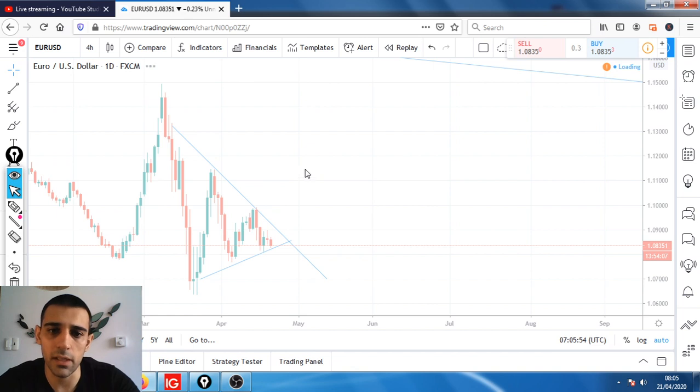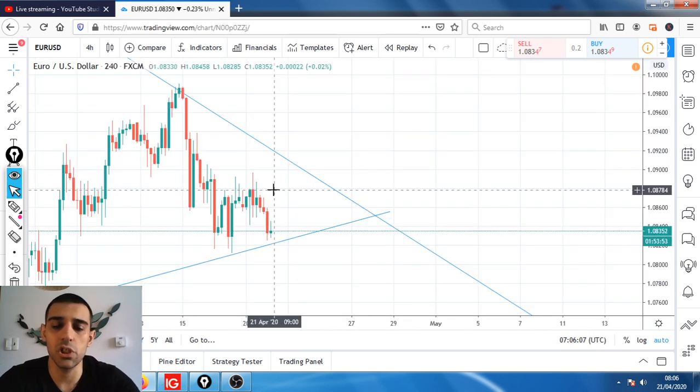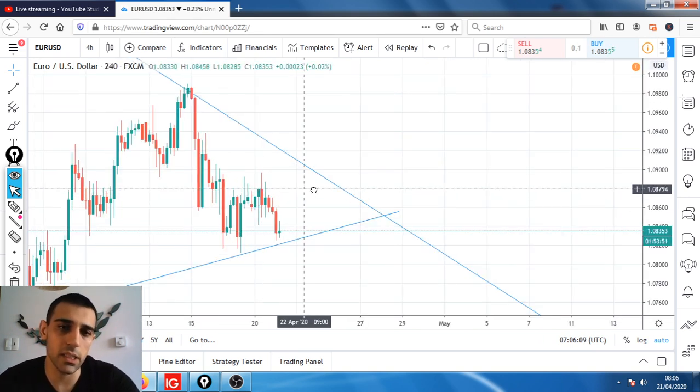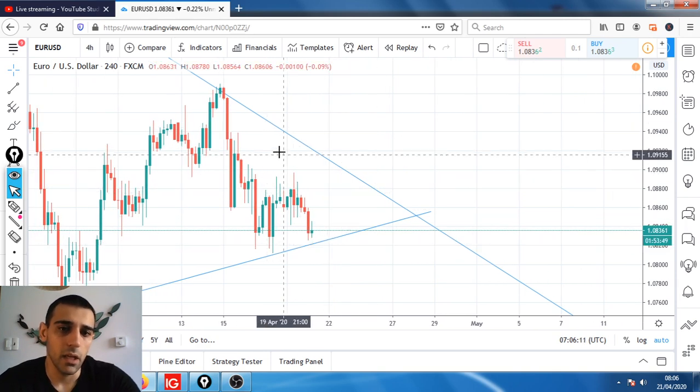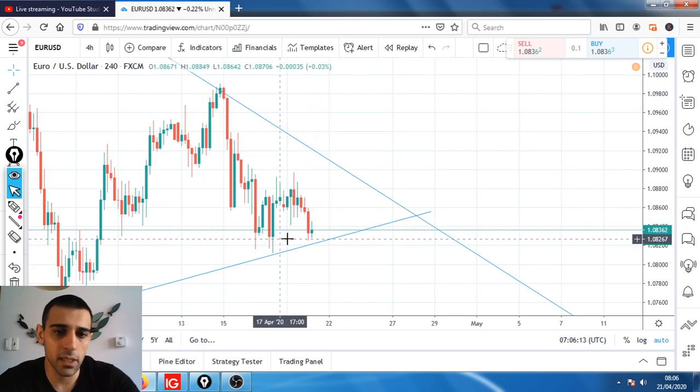Let's go to the 4-hourly time frame. Sometimes, even when there's not much going on in the daily time frame, when we go to the 4-hourly and 1-hourly time frames there are still potential trading opportunities. We can have a look at this. We can see that the price has now come down to this area.